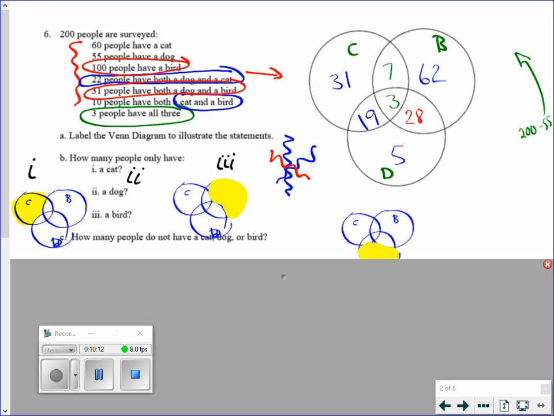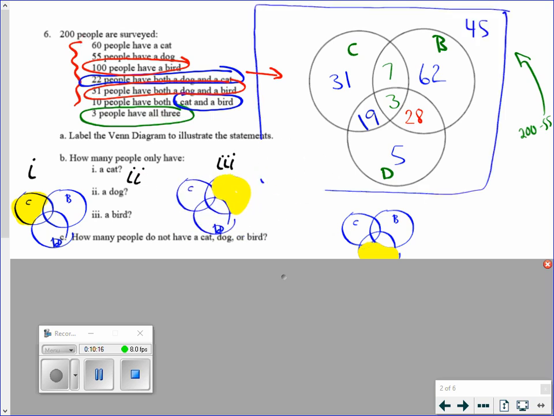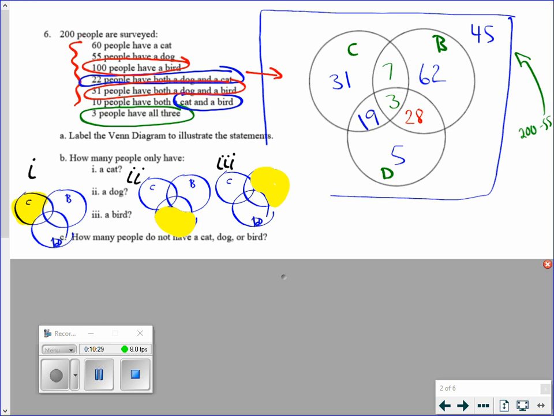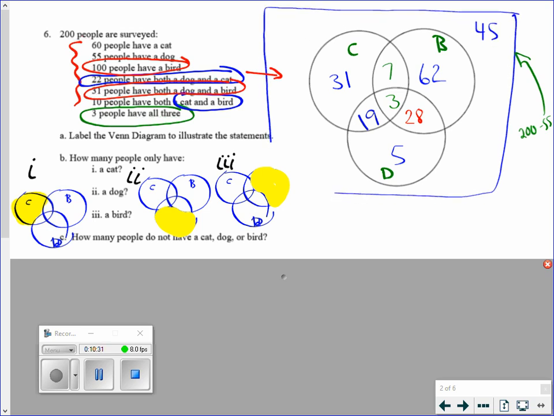Okay, so this should be the people who have, let me get rid of some of this little garbage here. And this should be the people who have a bird only. And then this represents the people who have a dog only. Okay? Now, if you notice, this helped me remember I forgot to account for everybody. It said it had 200 people in the diagram that were surveyed.